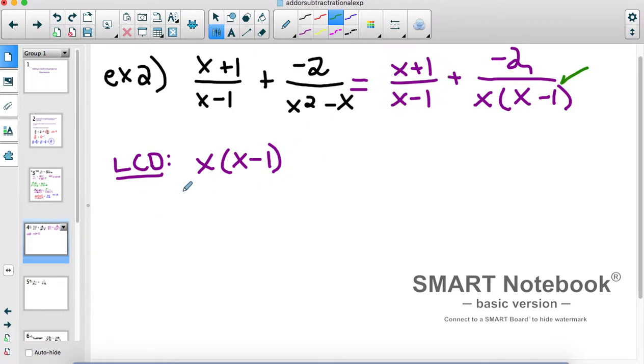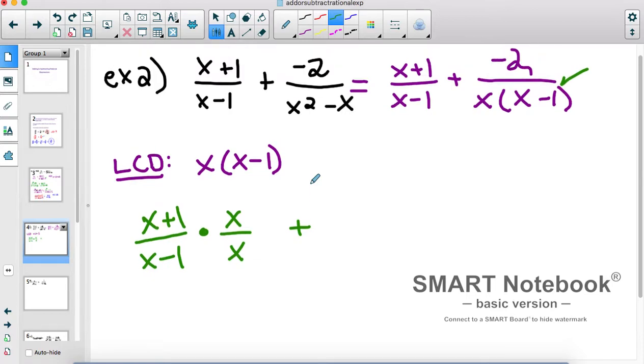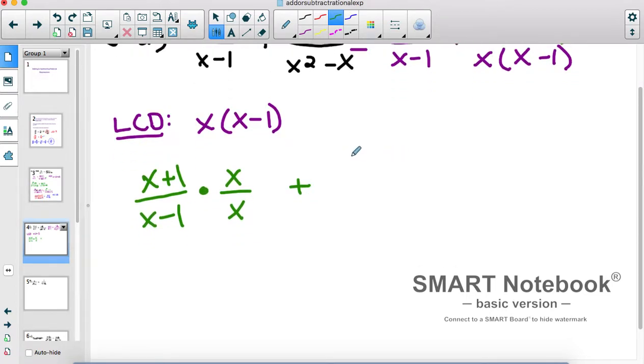So let me rewrite that first fraction. x plus 1 over x minus 1. And we need it to have our LCD. So it's missing an x. This denominator is missing an x. So I'm going to multiply the top and bottom by x over x. And I'm just going to rewrite the rest of my problem. So negative 2 over x times x minus 1.